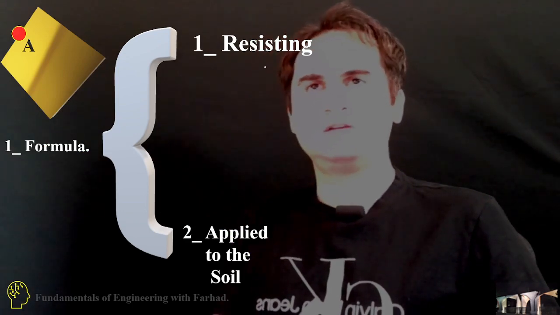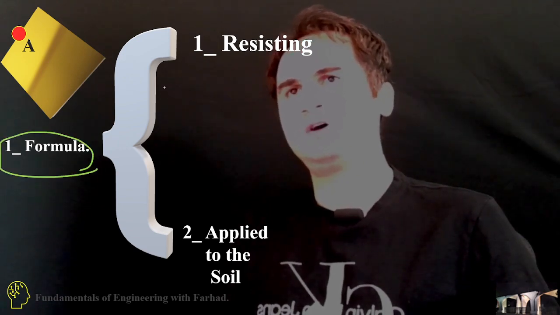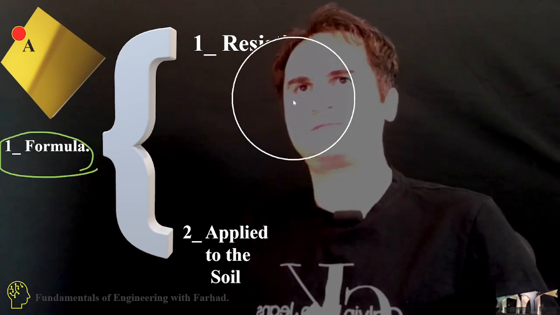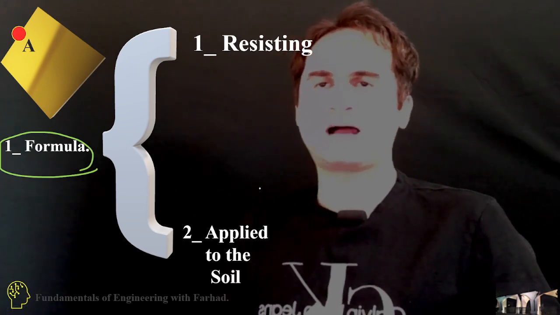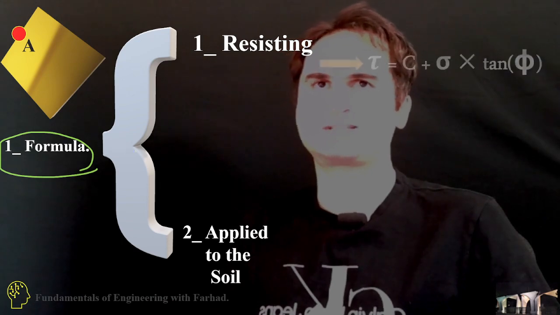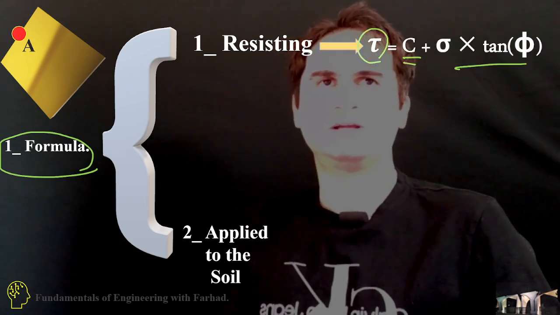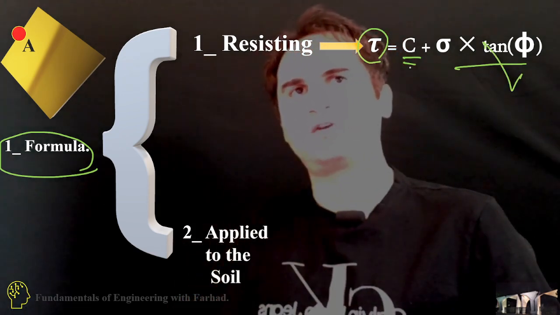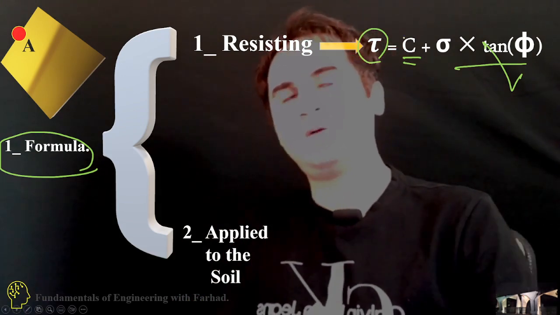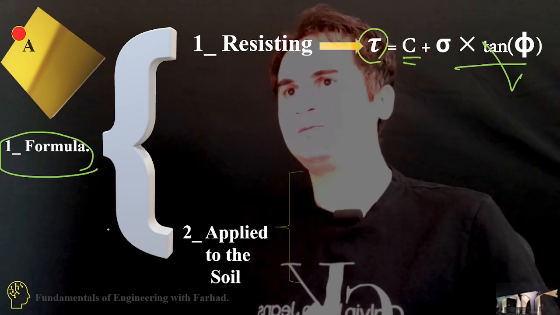The formula consists of two parts: part A is the resisting part, and the second part is the load applied to the soil sample. The resisting one is tau equals C plus sigma times tangent of phi, which we derived in the previous video, where we talked about the components of this equation. If you want, you can check out that video.